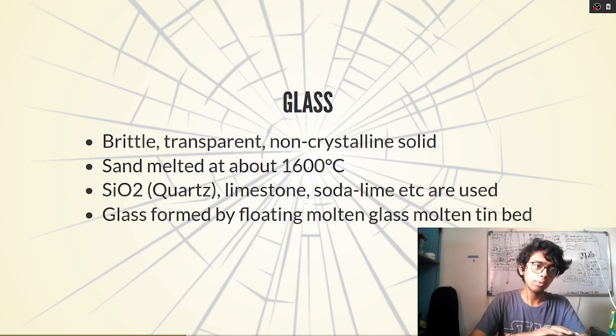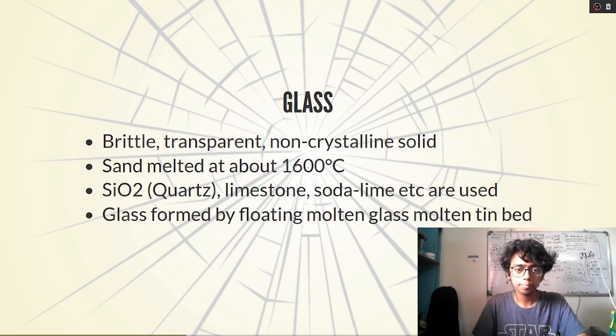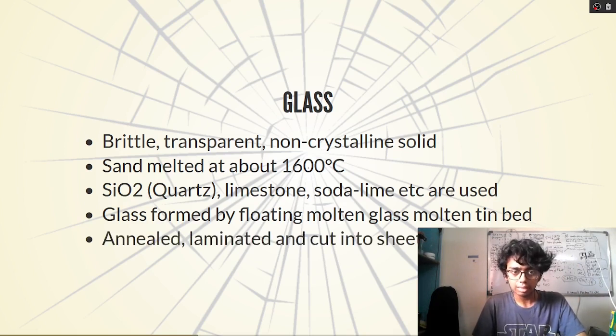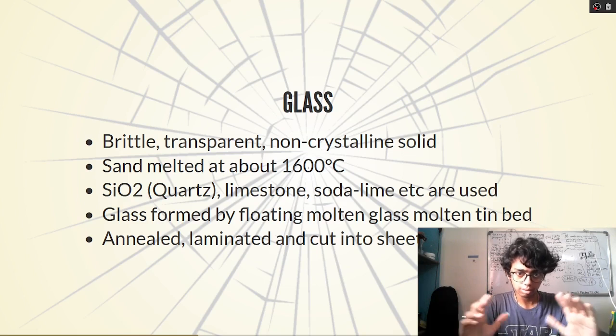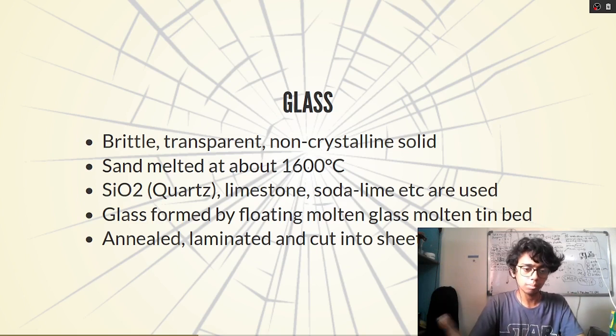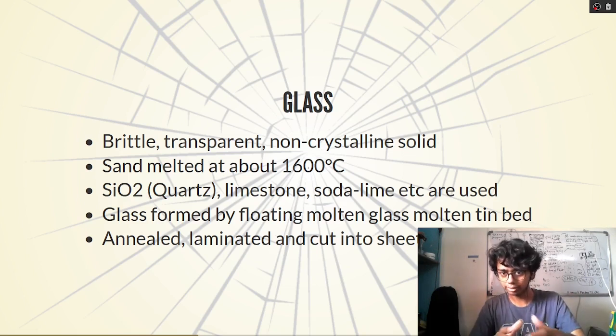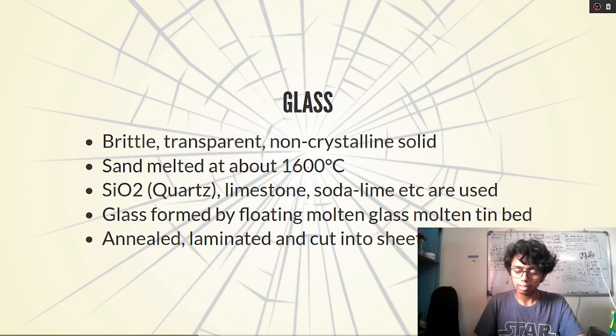So it's floated on a molten tin bed, and then it is annealed, which is to say that it is cooled, and it is laminated and cut into sheets, and that's how you get the glass that's used for making. Different manufacturers make these glass sheets in bulk, and the companies buy them based on the aspect ratio they want.